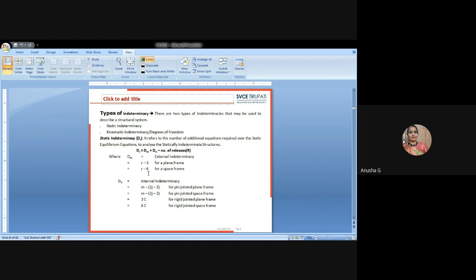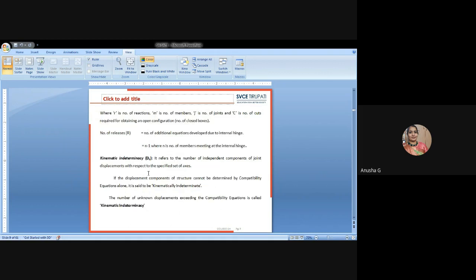Okay? What are the members you have in your truss? Those members must be equal to 2 times the joints minus 3, that is, 2j minus 3. Similarly, for a space frame also the same formula, m equals 2j minus 3, for pin jointed space frames. And 3c is for rigid jointed plane frames and rigid jointed space frames. This you can learn at your MTech level.